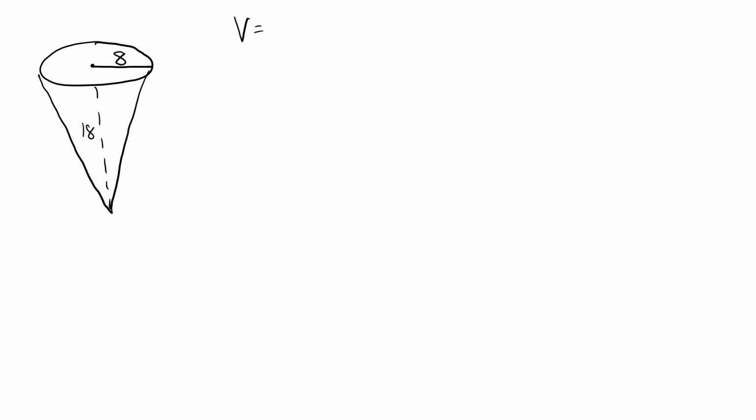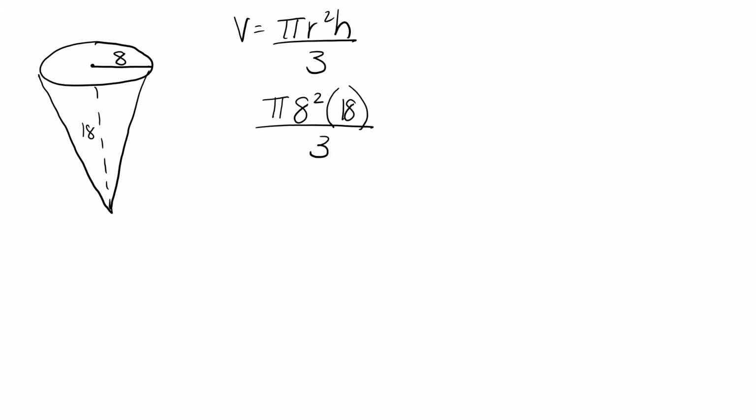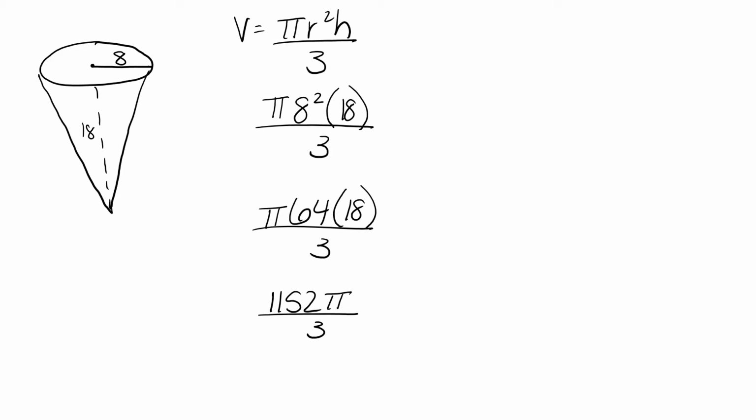We start with our formula, pi r squared h divided by 3. We plug in our radius, which is 8, and our height, which is 18. We solve the exponents first. 8 squared is 64. We then multiply the 64 by the height 18 to get 1152. We then divide that value by 3 to get 384.